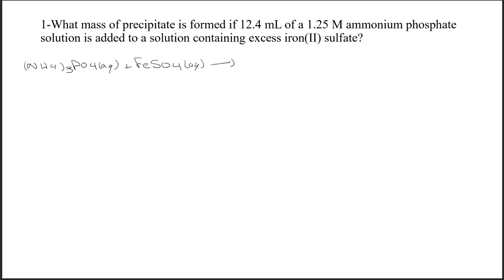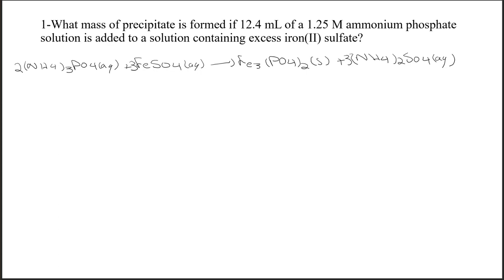This is a double displacement reaction. You would expect iron 2 phosphate, which is a solid, and ammonium sulfate. So the precipitate here is iron 2 phosphate. Now we gotta make sure that the reaction is balanced first.